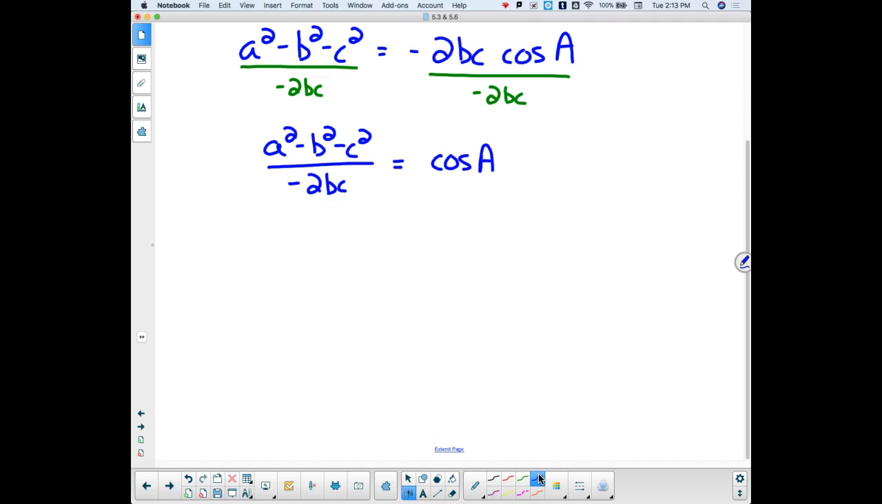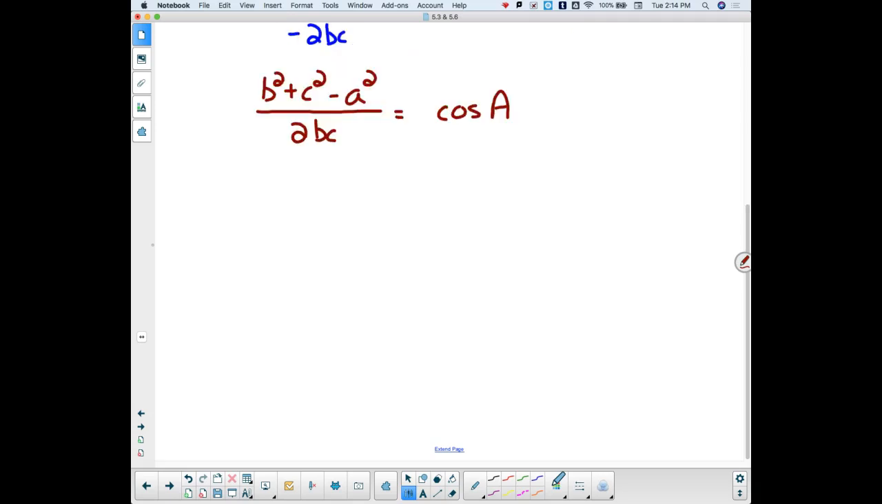Or we could multiply both top and bottom by negative 1, and we get that the cosine of A is equal to b squared plus c squared minus a squared all over now positive 2bc. And that is what cosine of A will always be equal to. Then I can use inverse cosine on that fraction to find my angle. If I follow the same pattern, here I'm solving for A, so I'm going to add the other two sides squared and subtract off a squared, and then divide that by twice the other two sides.